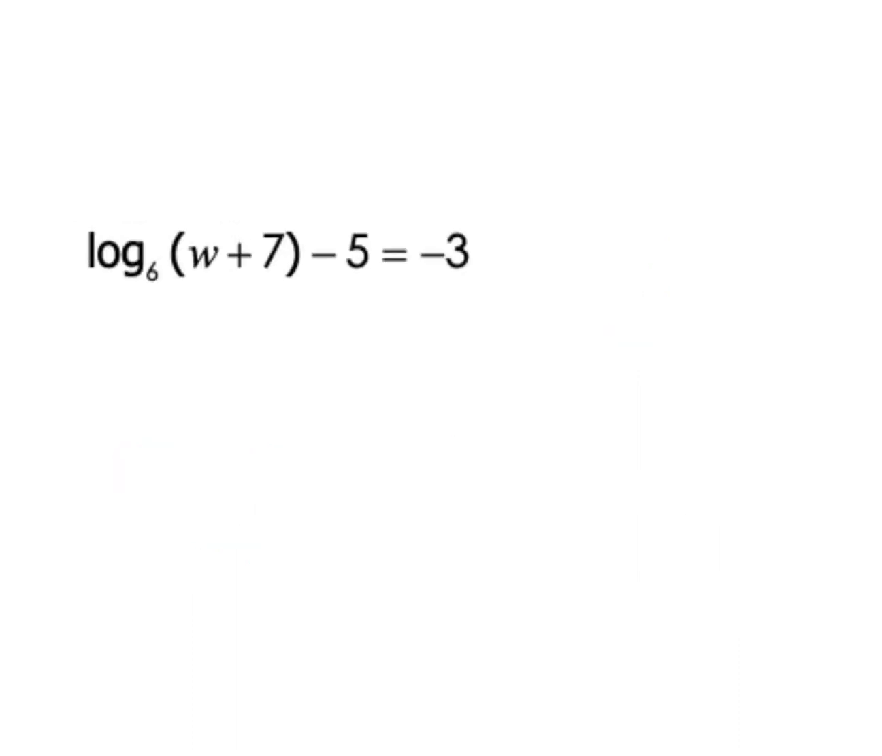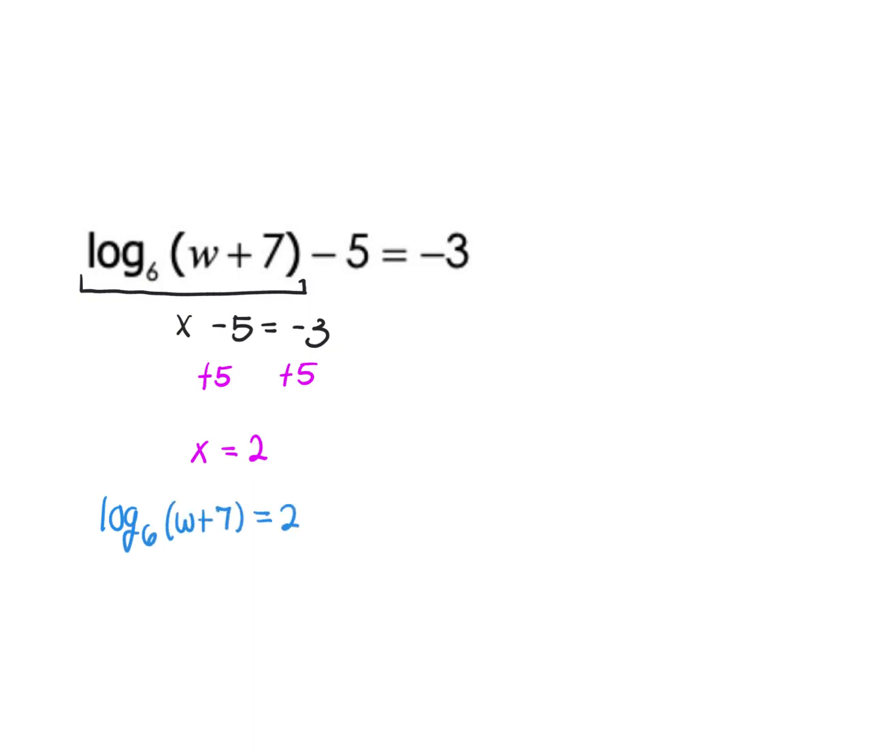Here we have log base 6 of w plus 7 minus 5 equals negative 3. So in a problem like this, what you really do is keep this as like x. So do x minus 5 equals negative 3. How do you solve for x? You add 5 to both sides. You get x equals 2. And then we just rewrite this with what it really is. Log base 6 of w plus 7 equals 2, which means w plus 7 equals 6 to the 2nd power. So w plus 7 equals 36. So w is going to equal 29.